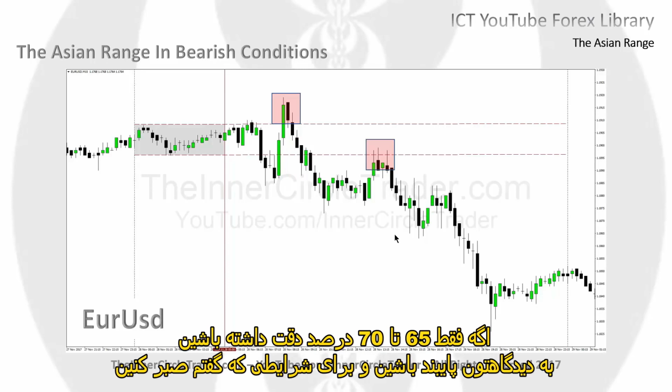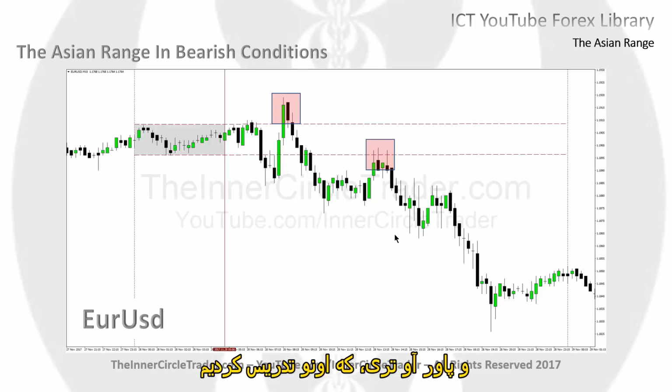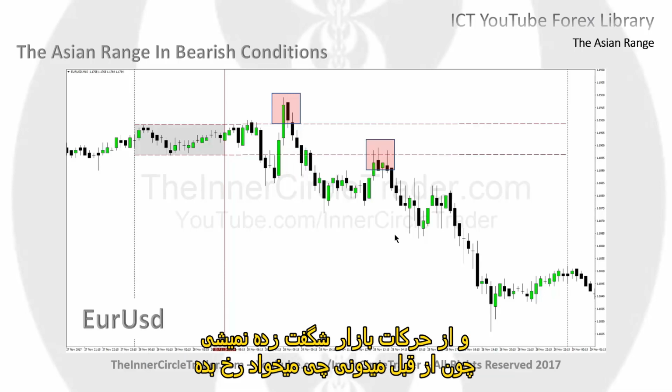If you can get just 65 to 70% accuracy with your bias and then wait for conditions like I'm showing you here, adding time of day, kill zones, daily bias, focusing with the Asian range. We've already looked at Power 3. It builds the entire model for the daily range. And you are not surprised when certain things happen. In fact, you're anticipating them before they happen.